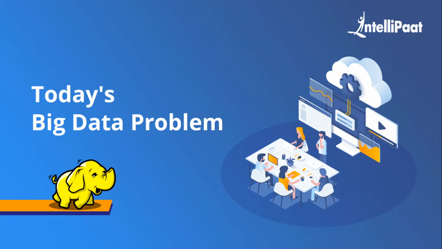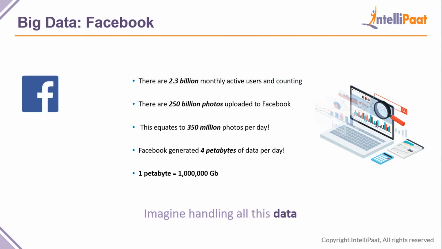On that note, I'm going to start with a fascinating example of social media. I'm sure everyone here uses social media, right? Facebook, Instagram, Twitter, Snapchat, and all the other fancy stuff. So let me talk about the data which moves around when we talk about Facebook. Well, consider this. There are 2.3 billion monthly active users who upload 250 billion photos every year to Facebook. So this equates to somewhere around 350 million photos being uploaded to Facebook's servers every single day.